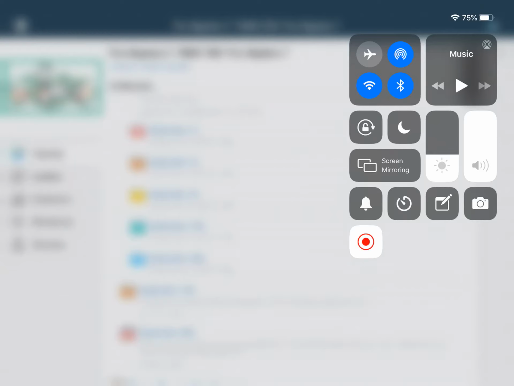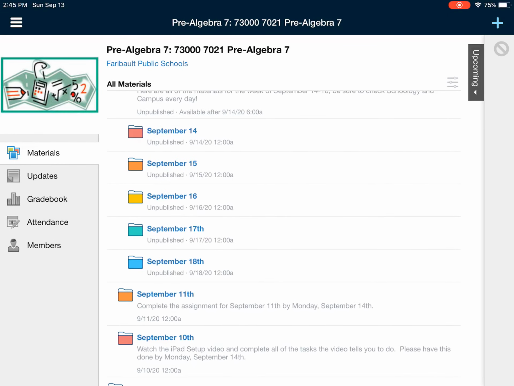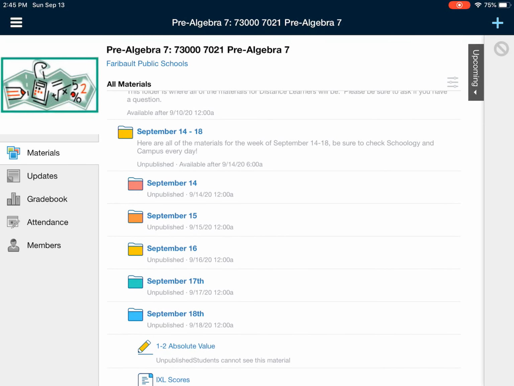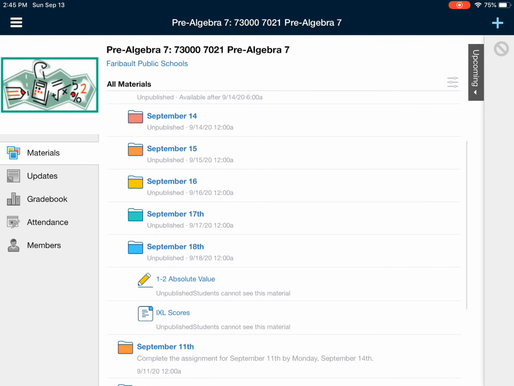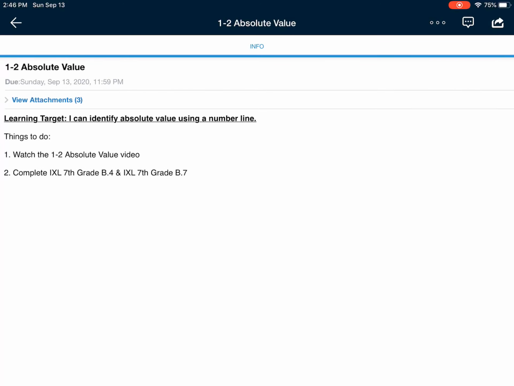Today we are going to talk about the second lesson of Unit 1, and that is all on absolute value. So to do that, you're going to go to Schoology, and you're going to find where it is, depending on what student you are, if you're a distance learner, or if you are Monday, Tuesday, or Thursday, Friday. So I found 1.2 absolute value. I'm going to click on that.